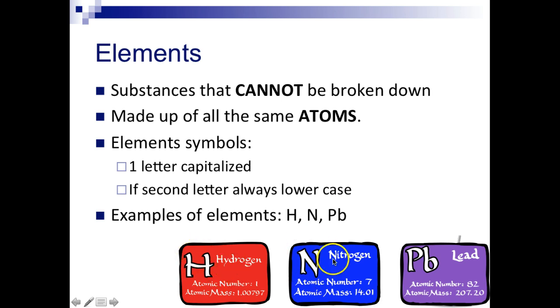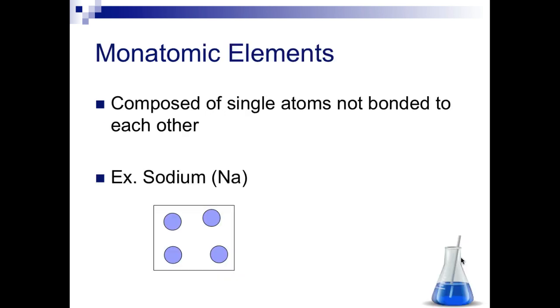The elemental symbol for nitrogen is just an N. There's one capital letter in each of those. And for lead, there are two letters. The first one is always capitalized, and the second one is lowercase. So as we can see, the symbol for the element lead is Pb. The Pb comes from the Latin name of lead. That's why it's not Le, or something that you would think would make more sense.